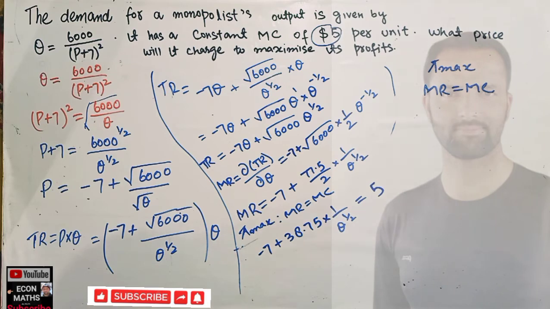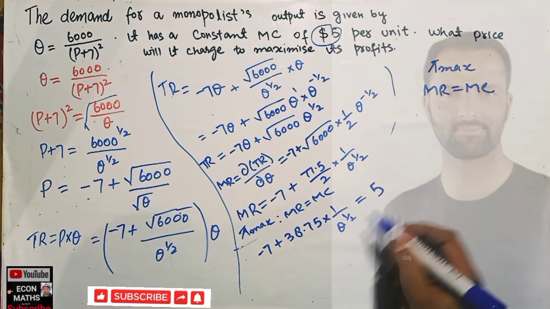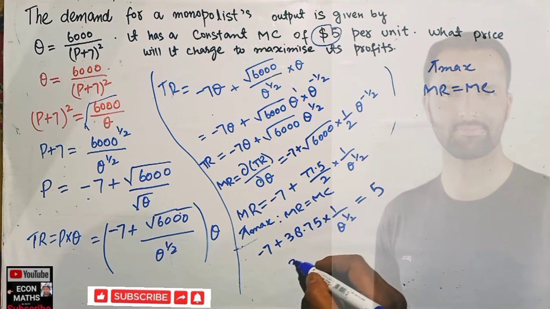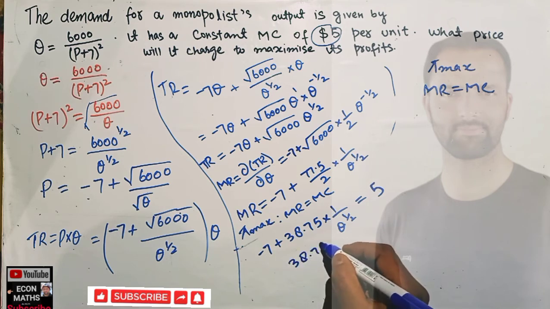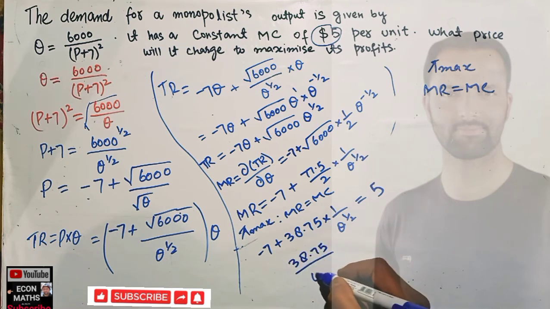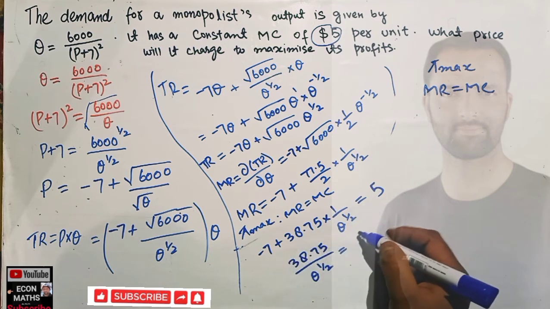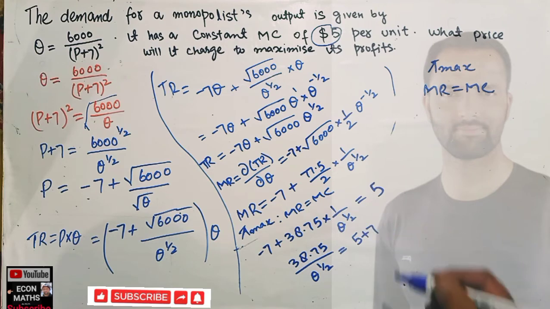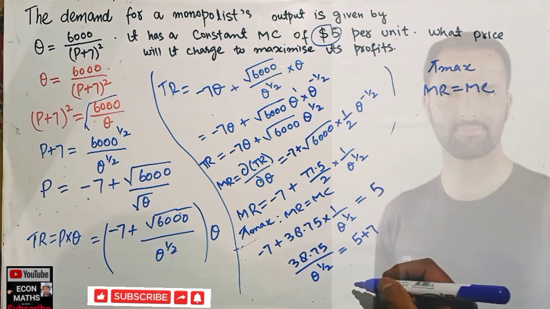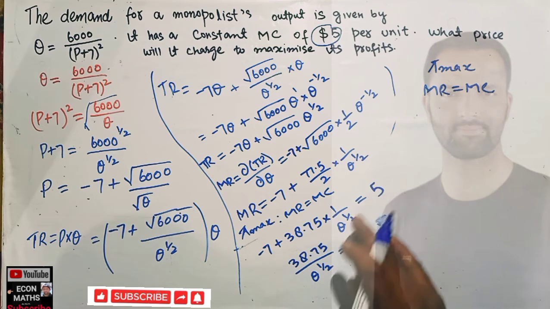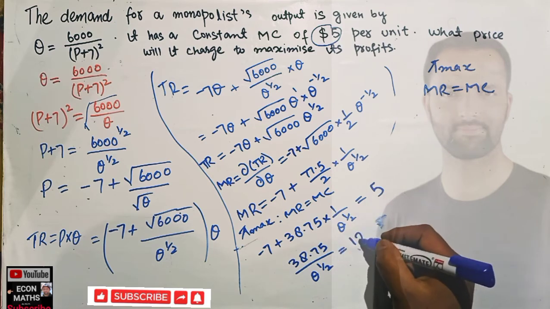First we will transpose this minus 7, it will become plus here. So 7 plus 5 is 12. So we have 38.75 upon q to the power 1 upon 2 is equal to 5 plus 7, this is 12. Okay, let me write it now here, 12, to save the space. So we get this as 12.